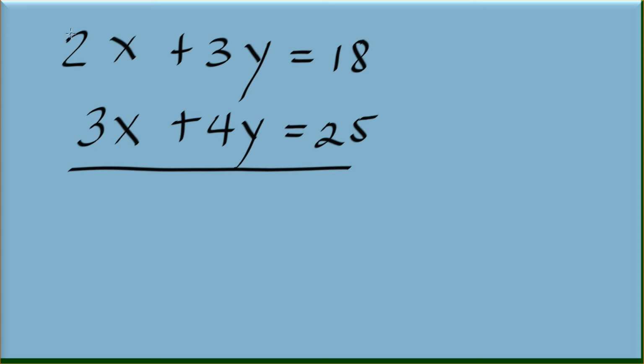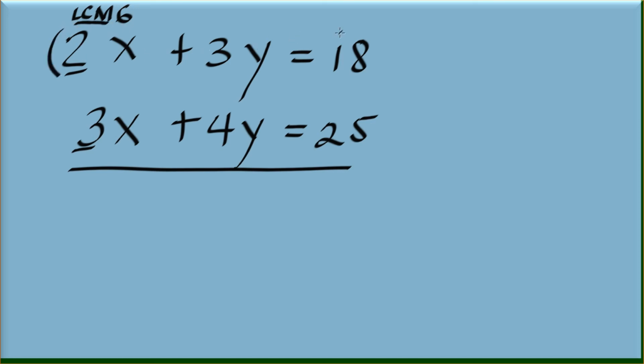So what we do is decide which variable you want to eliminate first. If you decide to eliminate the x first, then we're going to get the y value. So let's eliminate the x first. So what is the LCM of 2 and 3? Again, skip count by 2: 2, 4, 6. Skip count by 3: 3, 6. So the first match is the common multiple, the least common multiple, 6.